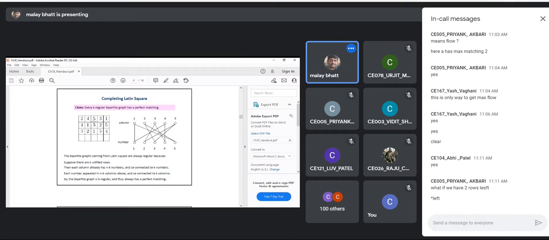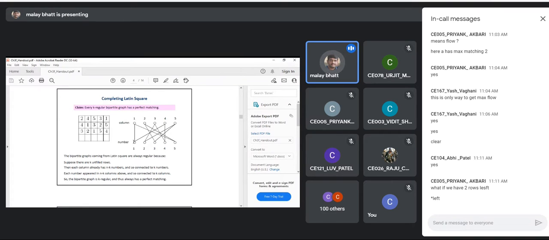Is it clear? So every time once you fill one row, it becomes 1 less. So your graph becomes a 4 regular bipartite graph. Then it becomes a 3 regular bipartite graph. So regular bipartite graph means what? Every node is connected with that many numbers. If it is a 3 regular bipartite graph, that means every node from the set L is connected with 3 nodes.